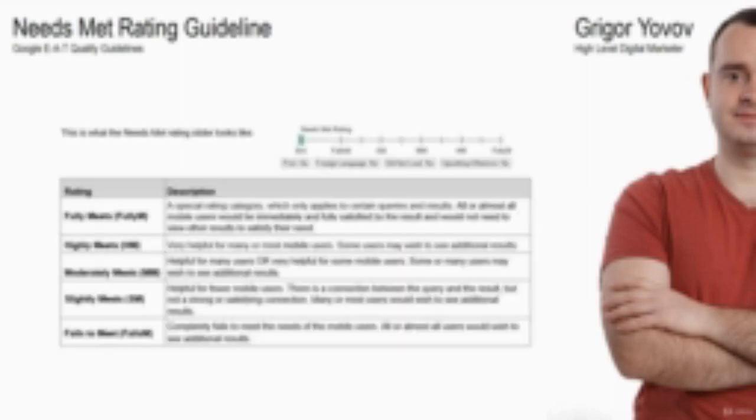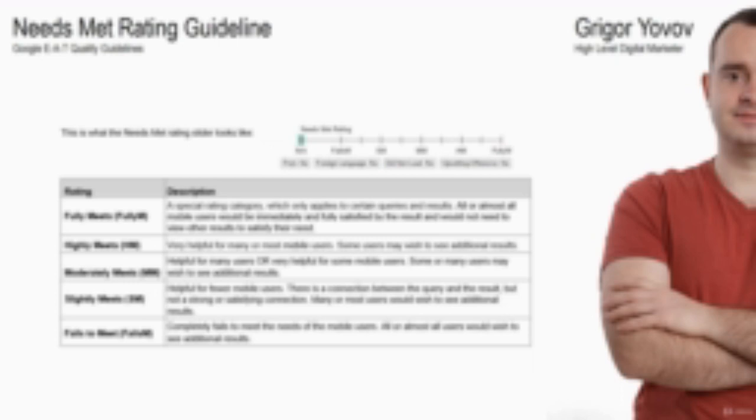locales. Hello. In this lesson, we'll talk about the Needs Met rating guideline. And you can see that the Needs Met rating slider has a few degrees: we have Fails to Meet, Slightly Meets, Moderately Meets, Highly Meets, and Fully Meets.